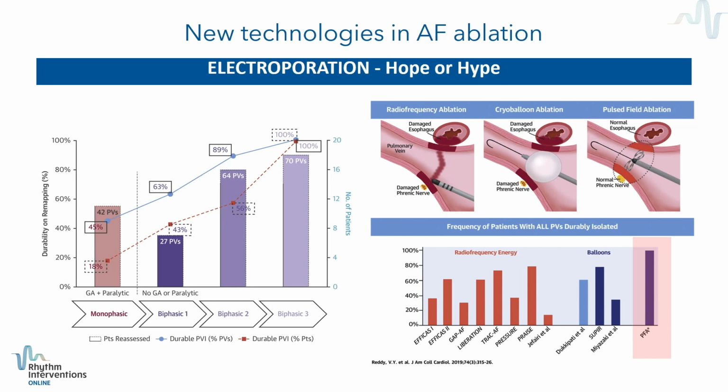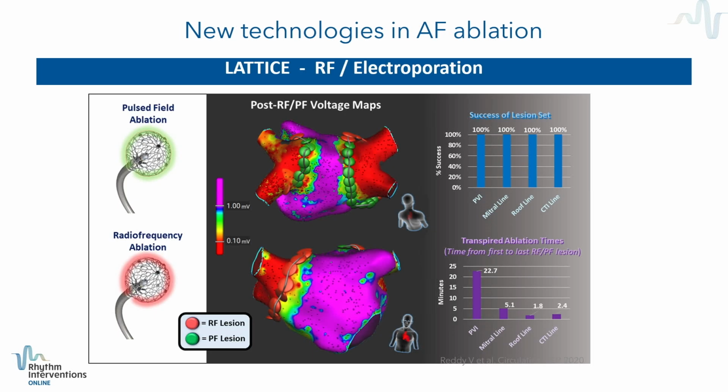And apart from that, it also appears that it's not only creating very selective cardiomyocyte necrosis, but it also leaves surrounding tissue like the esophagus and the phrenic nerve apparently intact. So 100% durable isolation. It's very tough to beat. Looking forward to learning more in the future.